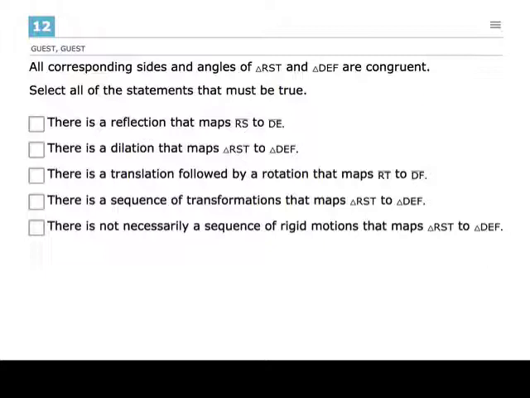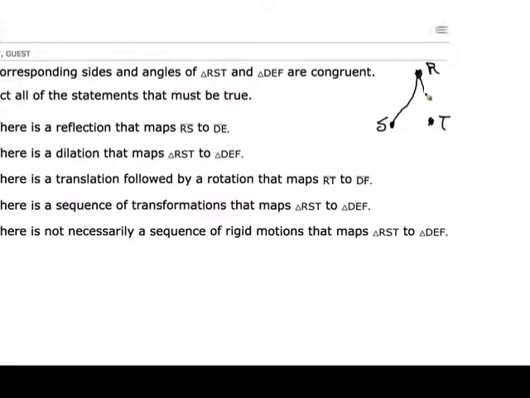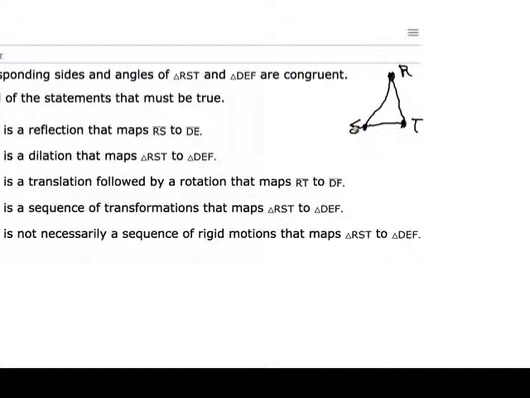All corresponding sides and angles of triangle RST and DEF are congruent. Select all the statements that must be true. All right, well, let's just, on our scratch paper, let's just draw it. We have R, S, T. Doesn't have to be to scale, you're just sketching it. Doesn't even have to be a good triangle. Look at mine. RST and DEF have to be congruent.